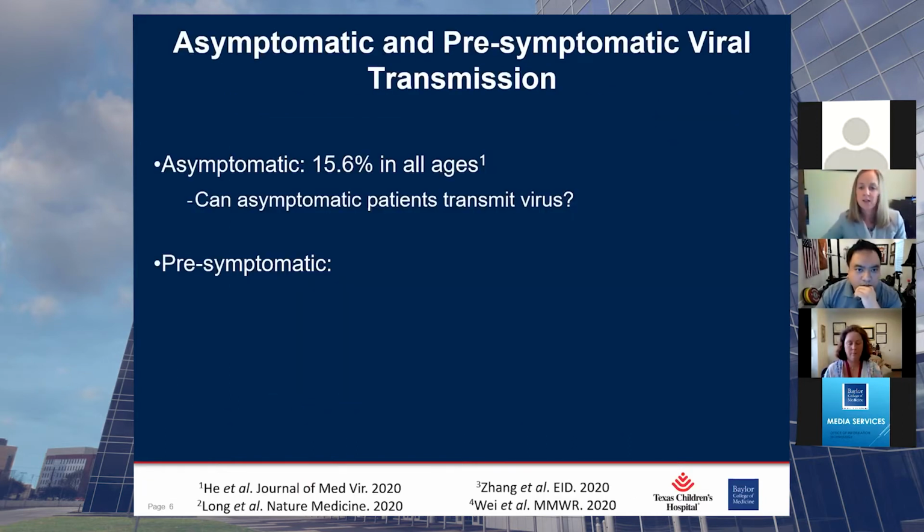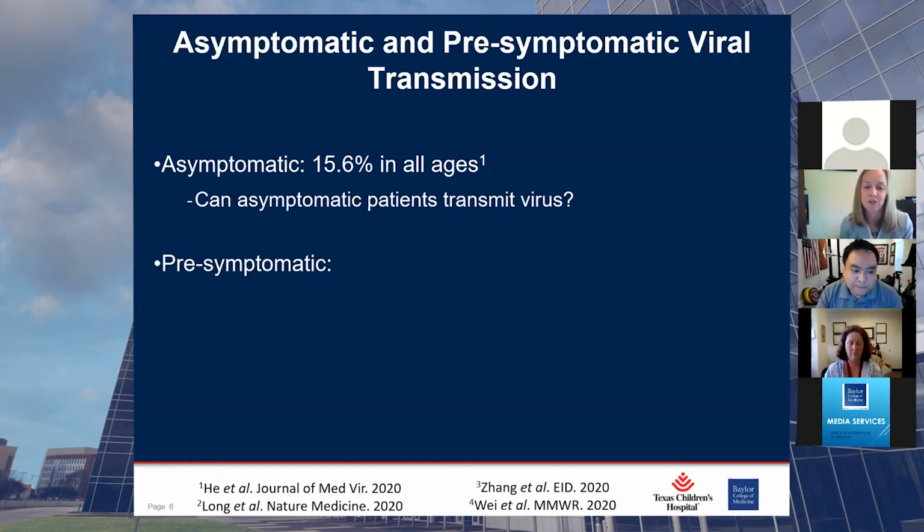The disease is quite interesting in that you can have asymptomatic, pre-symptomatic, or symptomatic disease and potential viral transmission. In a recent study in the United States through the CDC, surveying multiple areas throughout the country, it was found that 15.6% of all those who tested positive throughout all ages were actually asymptomatic. So this has brought up quite a bit of concern that if you're asymptomatic, you don't know you're infected, how are you preventing yourself from infecting other individuals?